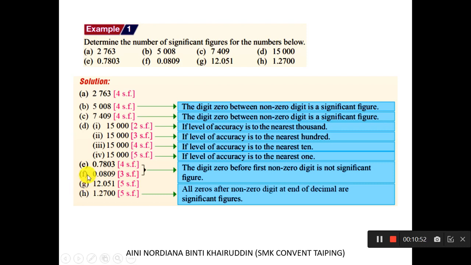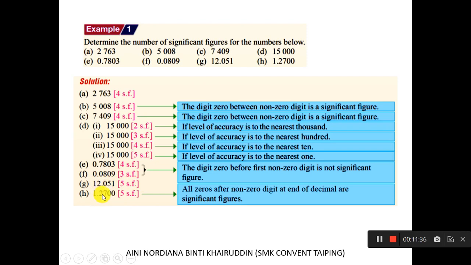For F, okay, this is only 3 significant figures, same as just now from my previous slide. The 0 digit before the decimal point and after the decimal point are not significant. So for this question, only 3 significant figures, starting from digit 8. So 1, 2, 3. So 3 significant figures. For G, all are significant. So 5 significant figures. H also 5 significant figures.